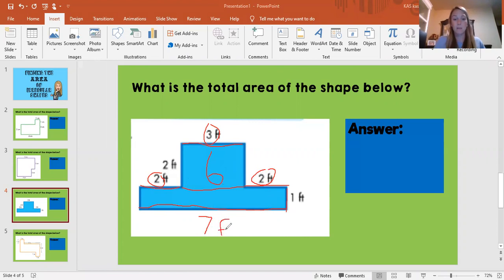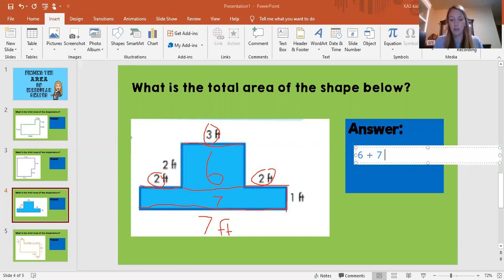Okay, and that's not what I'm going to write in the middle yet. That's just my missing side. So now I can multiply length times width. 7 times 1 is 7. Okay, now when I get to my answer, I want to add 6 plus 7. That equals 13 square feet.